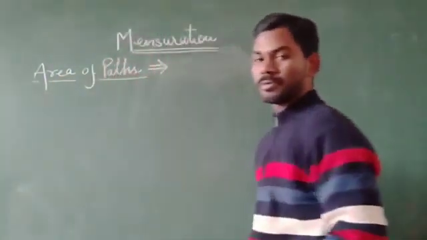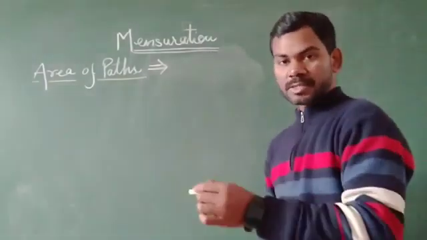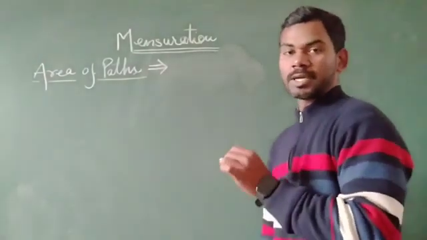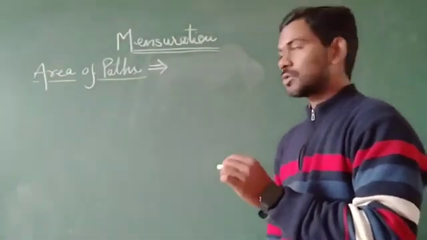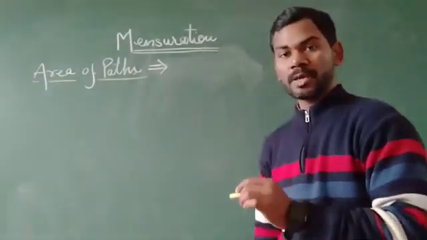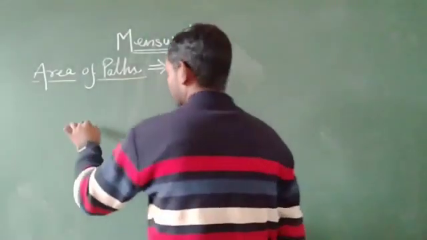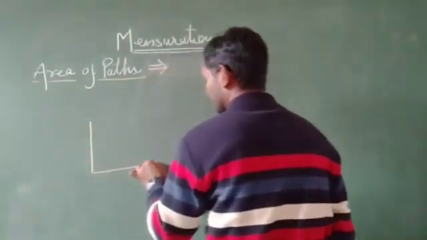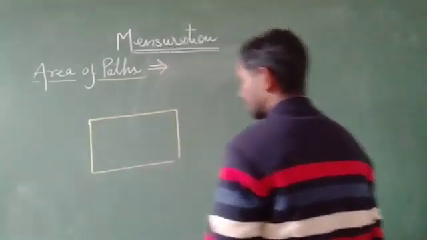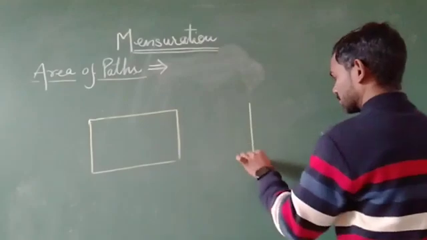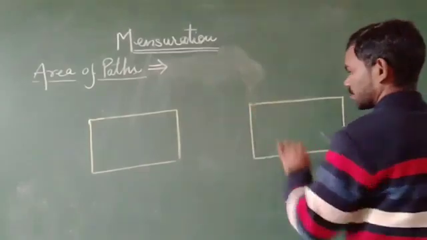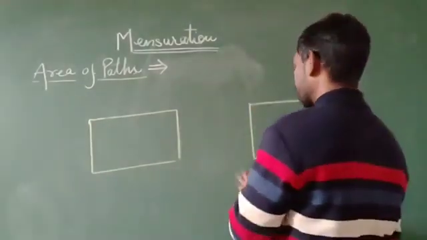In the previous video, we have already discussed the basics about the area of path, and I hope that you got the idea how we shall discuss this. So here, as I told you, there are two possibilities to find out the area of path, and they are as given here. Just suppose that two rectangles are given. This is the first rectangle and this is the second rectangle. There are two rectangles.